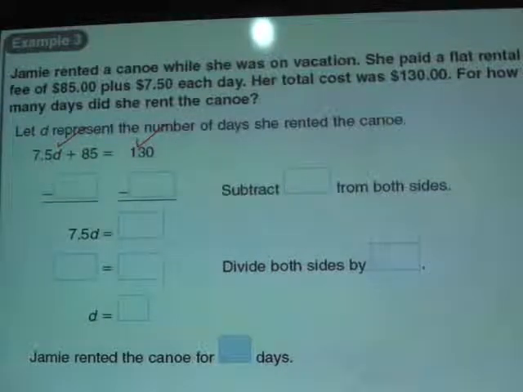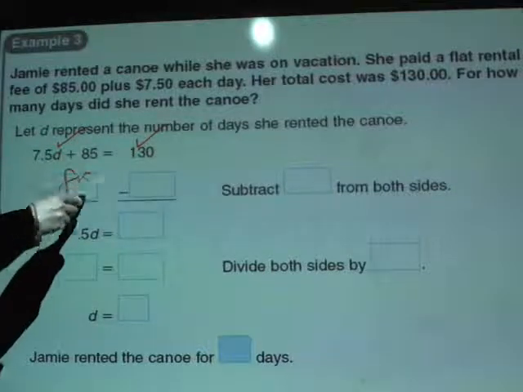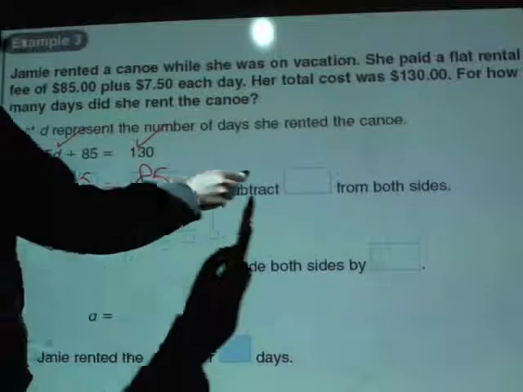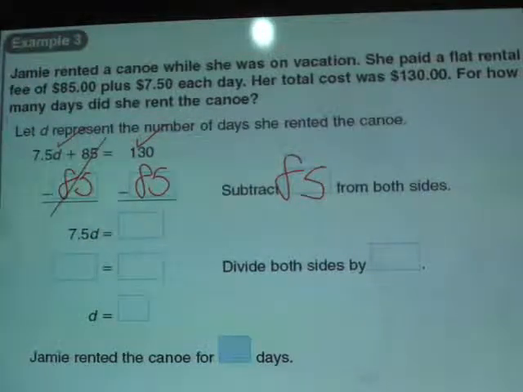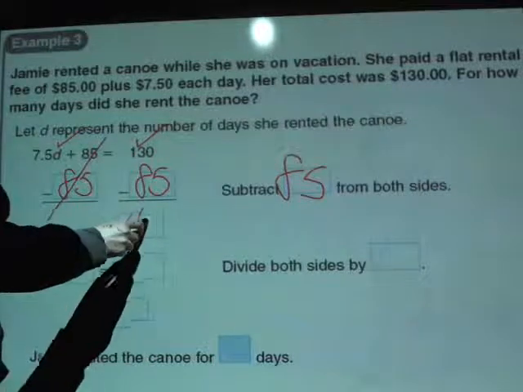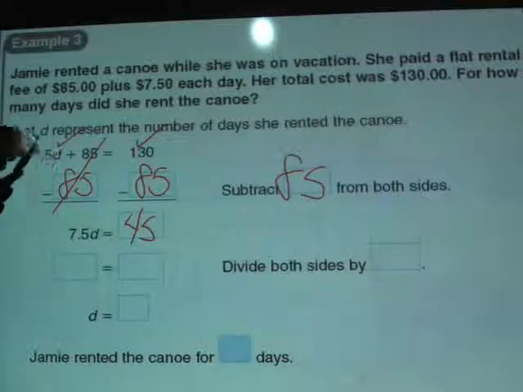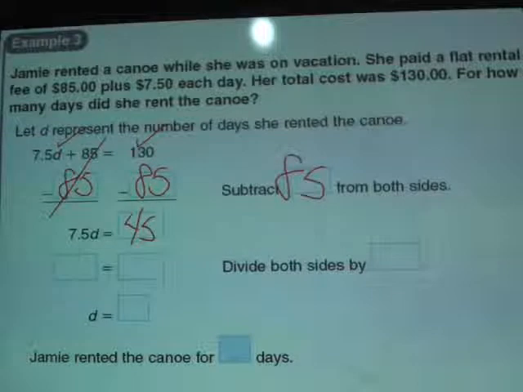Opposite side, do the opposite. So since 85 has a big old addition sign in front of it, I'm going to subtract 85 from both sides. So those cancel each other out, and 130 minus 85 is going to go to 45, and it leaves me this 7.5D over here on the left. So 7.5D equals 45. Multiplication problem, but again, remember, I just want to find what variable D equals, so that's all I want to have on the left side there.